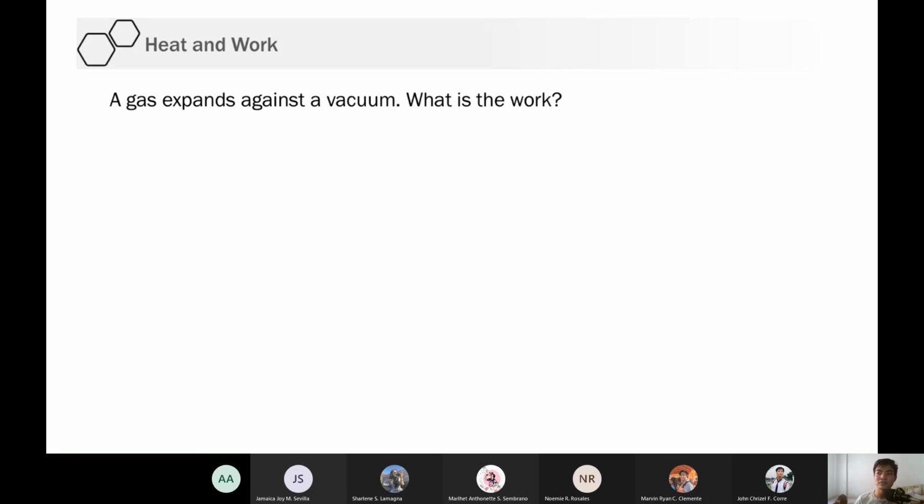About this one, this is good for 1 point. Okay. A gas expands against a vacuum. What is the work? For 1 point, answers in 3 minutes. In 2 minutes na lang. I mean 1 minute. 1 minute lang. Wala naman kayo solve eh. What is the work if the gas expands against the vacuum? Comment your answers.